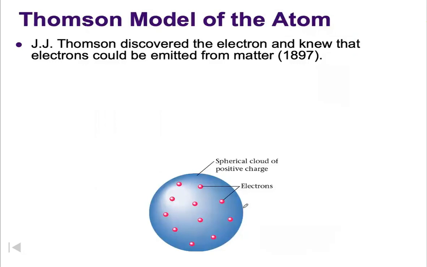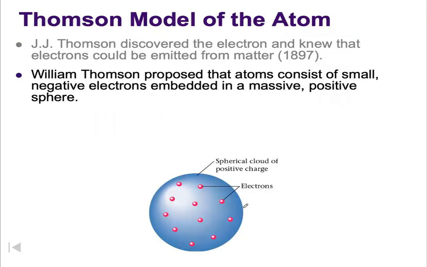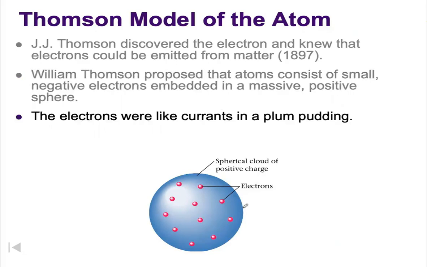They knew that the electron is emitted from matter. So they proposed this model, in which the atom consists of small negative electrons embedded in a massive positive sphere, and the positive charge is scattered all across this sphere.